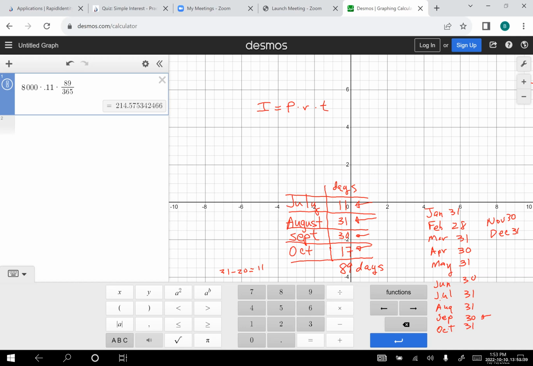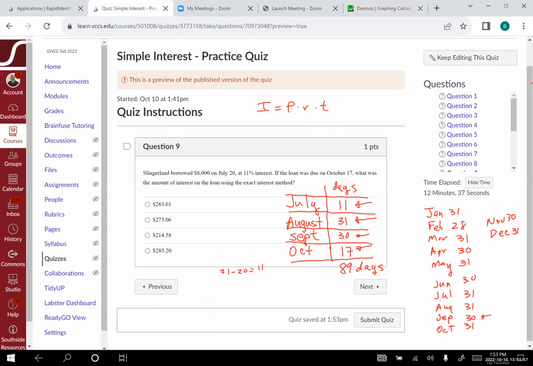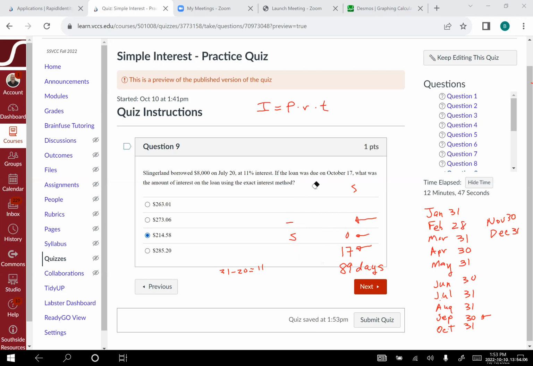All right, we'll see if that works. So is that what you got, 21458? Yes, that's what I have. Okay, good. So let's see. Hopefully that's one of the answers. There it is right there. All right, I'm going to leave my little calendar up there. Go to the next problem.